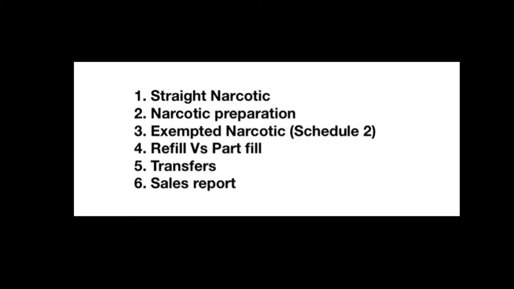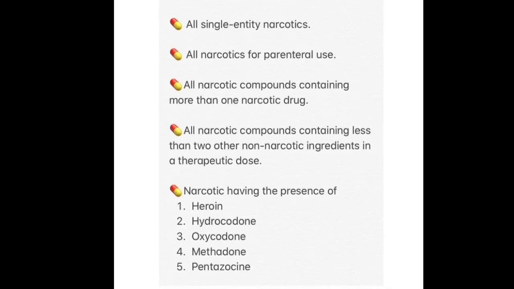So what are the straight narcotics? Let's do all 5 points one by one. First, all single-entity narcotics: a single narcotic medication is known as a straight narcotic. There is no combination with any other medication, like non-narcotic ingredients. So if there is only one single entity and it is a narcotic, then it's a straight narcotic.